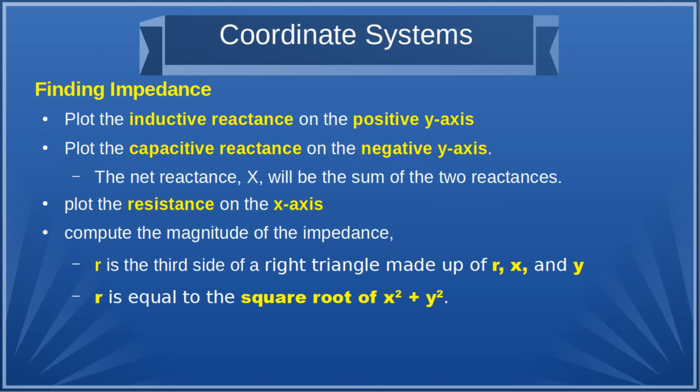So, how do we find impedance? We can plot the inductive reactance on the positive Y and the capacitive reactance on the negative Y, and then figure out what the difference is. Then plot the resistance on the x-axis and draw your vector for the magnitude. Use the Pythagorean theorem to find the length, or magnitude, of the impedance, and then do the arctangent. In other words, find the phase angle.